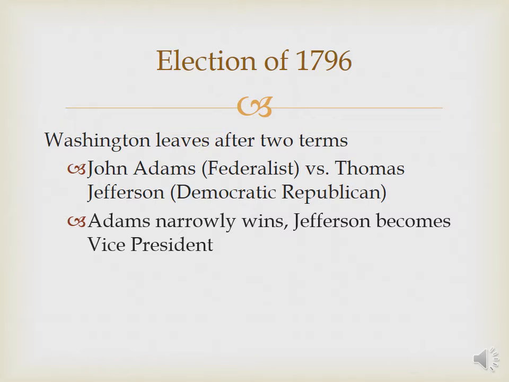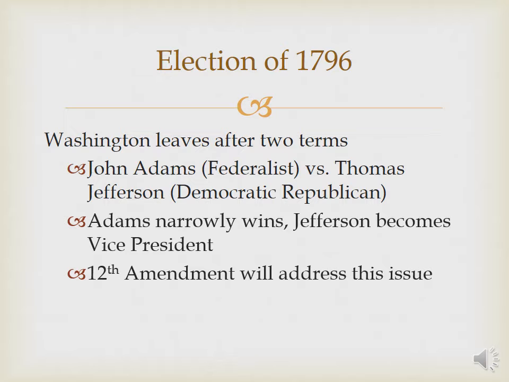John Adams narrowly wins the election, but because of how the Constitution was written at this time, whoever comes in second will be the vice president. So in this case, the vice president and president are from two opposite political parties, which they did correct later on down the line, but yeah, a very odd situation with the political parties and president and vice president. And like I said before, the 12th Amendment will address this issue a little bit later on.